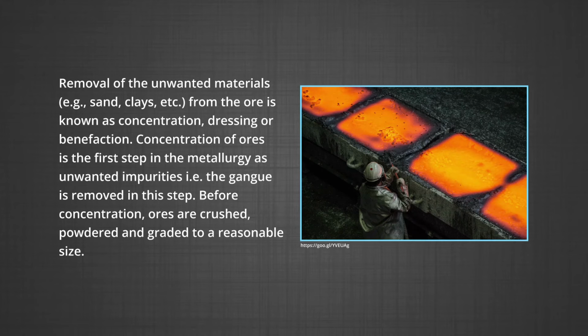Now that we know about ores of metals, let us understand the processes involved in metallurgy. The first one is removal of unwanted materials, for example sand, clay, etc. This is known as concentration, dressing, or beneficiation. Concentration of the ore is the first step in the metallurgy as unwanted impurities, that is gangue, is removed in the step. Before concentration, the ores are crushed, powdered, and graded to a reasonable size.